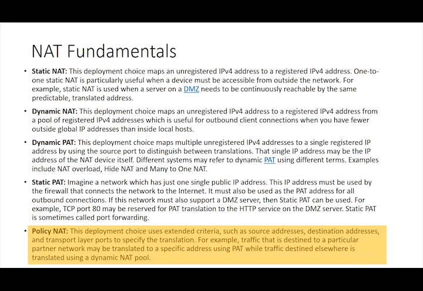Finally, policy NAT uses external criteria such as source address, destination address, and transport layer port to specify the translation. For example, traffic that is destined for a particular network may be translated to a specific address using PAT, while traffic elsewhere is translated using dynamic NAT. For further examples on NAT and the configuration options, refer to the internet or the description of this video.